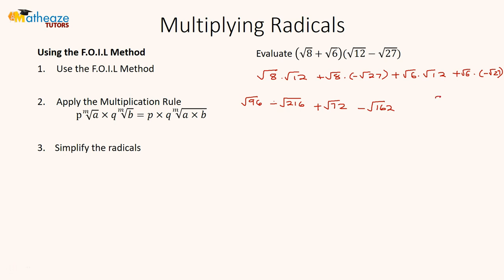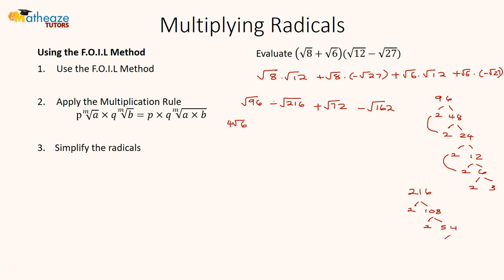So let's make this quick. With 96, we have 2 and 48, 2 and 24, 2 and 12, 2 and 6, 2 and 3. So we have a pair here and a pair here, and we have 6 left over. So this is going to be 4 square root of 6. 216, 2 and 108, 2 and 54, 2 and 27, 3 and 9, 3 and 3. So we have a pair of 2's here, a pair of 3's here, and then we have 6 left over.